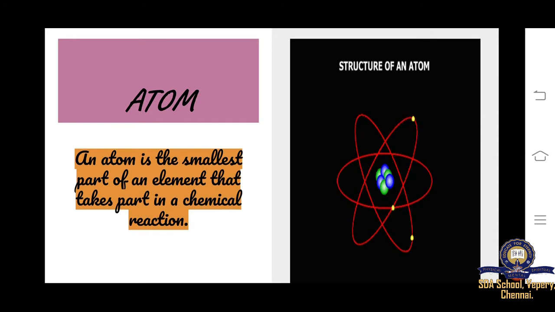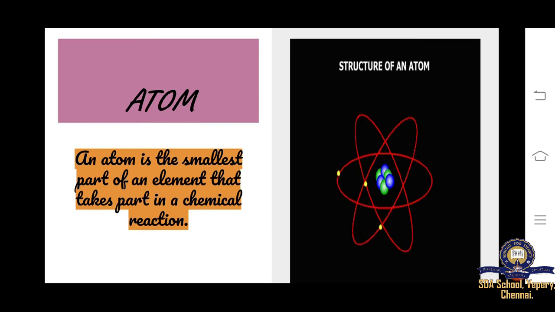Our topic is, first we have to know the atom. An atom is the smallest part of an element that takes part in a chemical reaction. Whatever the matter, we have 3 states of matter: solid, liquid and gas. In that, the smallest particle is an atom. That atom we cannot see with our eyes. Only under the microscope are we able to see it.